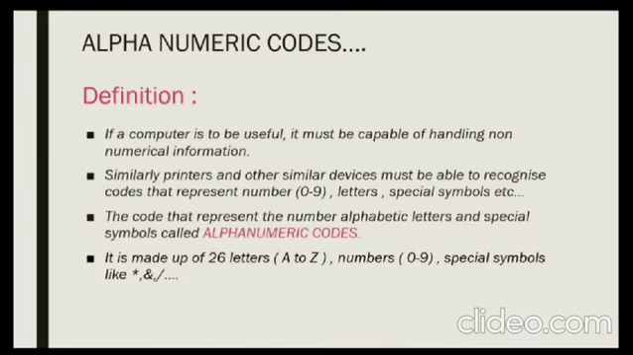Definition of alphanumeric code: it must be able to recognize code that represents numbers, that is 0 to 9, letters, that is A to Z, and some special symbols like hashtag, percentage, slash. This is known as alphanumeric code. The code is made up of 26 letters, 10 numbers, and some symbols.